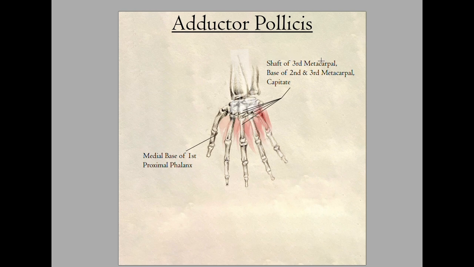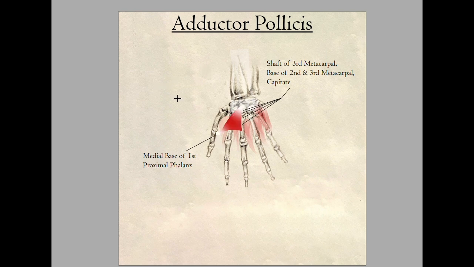Shaft of the third metacarpal, base of the second and third metacarpal, and the capitate. So basically, second, third metacarpal, capitate. That's what it's attaching to, okay? From there, it's going to insert itself onto the medial side of the base of the first proximal phalanx, okay? So it's going to attach right there. What is that going to look like? That's going to look like this, okay?